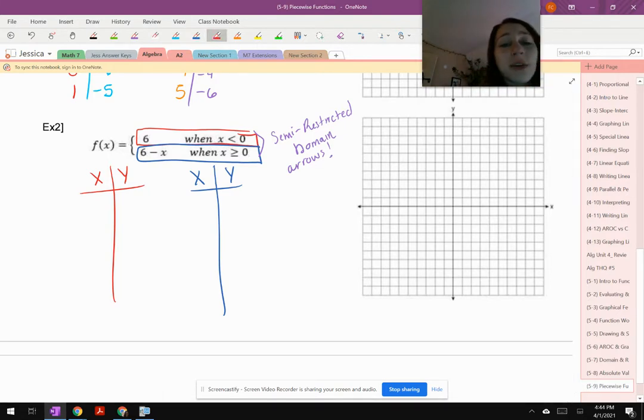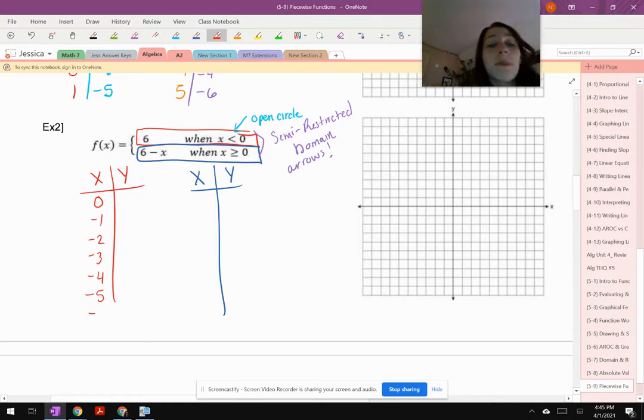So we're going to be using our red equation when X is less than 0. Noticing right then and there that I have an open circle going on here. That open circle means not included, but we are going to include it in our table. So we're starting at 0 and working our way down: 0, -1, -2, -3, -4, -5, and so on.